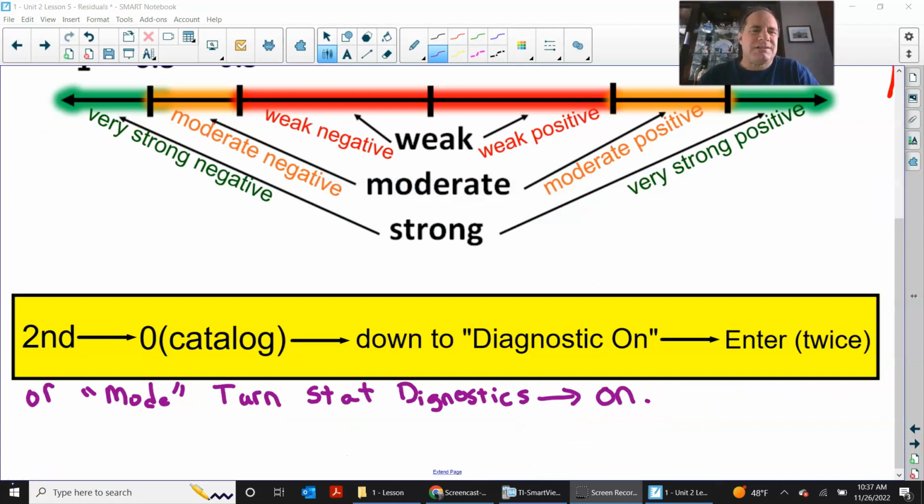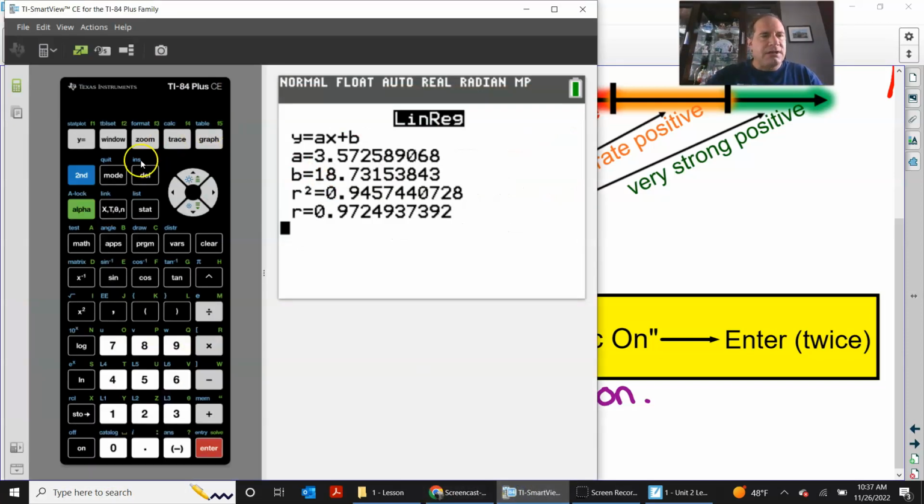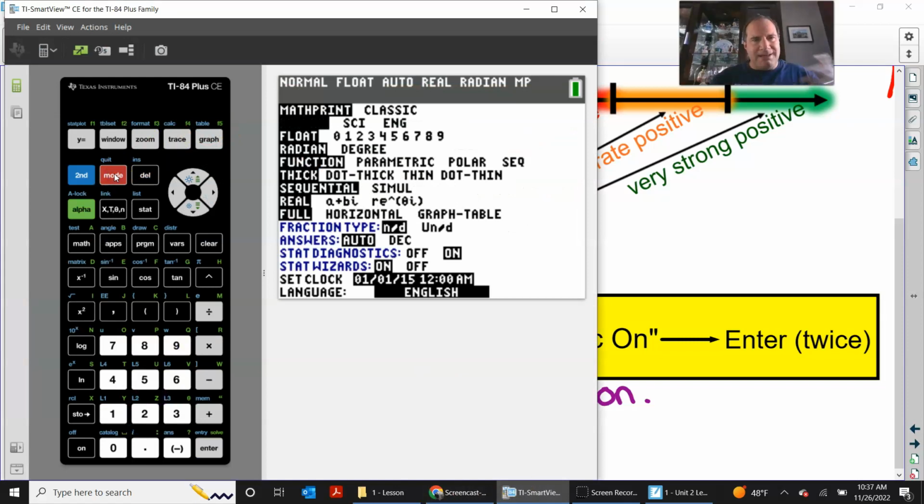I don't like pressing second 0 catalog and going down to Diagnostics On. I just like to bring up the calculator. I have my calculator here. I press Mode. I'm in the Mode screen. I can tell right away that Stat Diagnostics is down here. I could just go straight down to Stat Diagnostics and turn it on or off. All right, so this would be turning it off, and this would be turning it on.